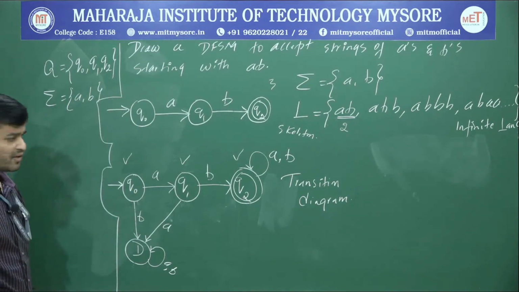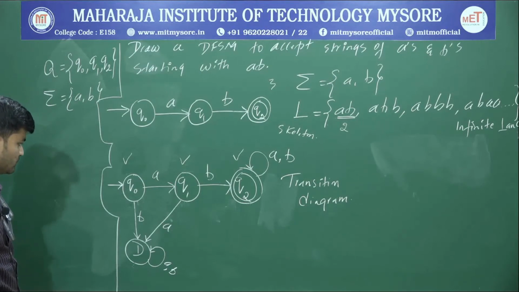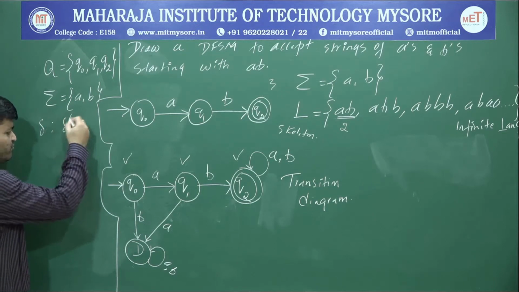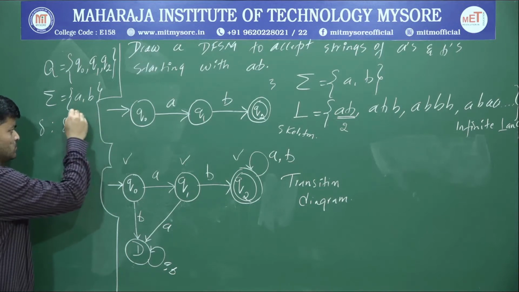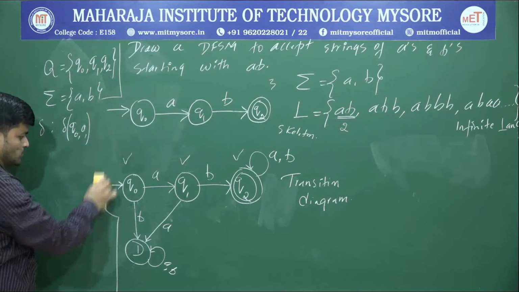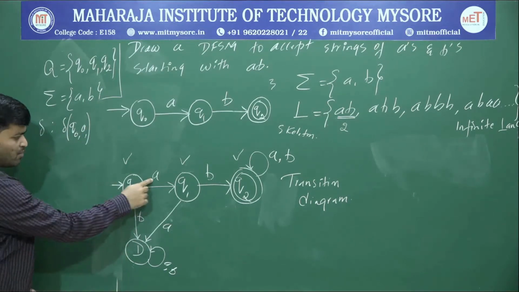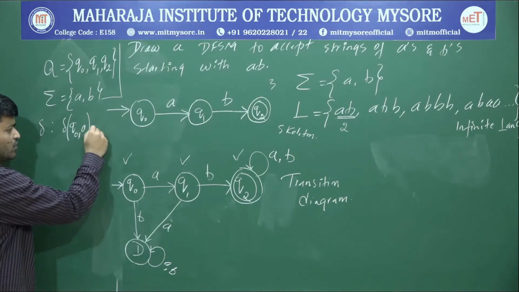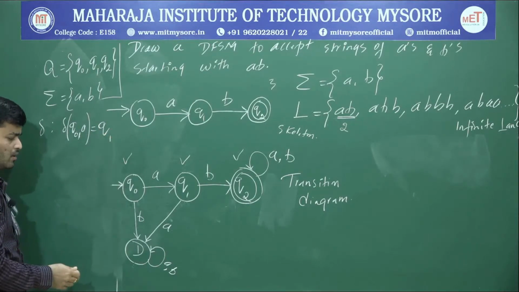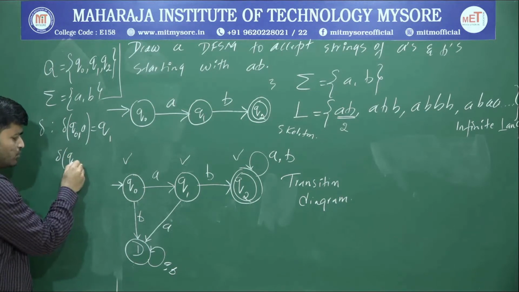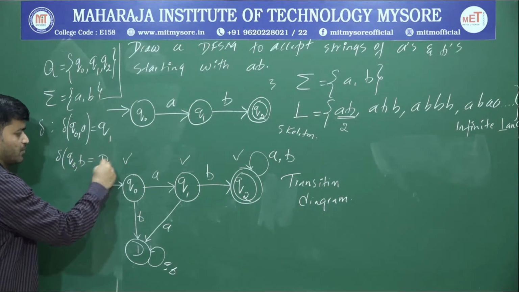Next we have delta, the transition function. So delta of Q0 comma A. What is Q0 comma A? Q1. So Q0 upon A is Q1. Next, what is Q0 comma B? Dead state. Either you can write the dead state or you can skip that one. Q0 comma B is dead state.